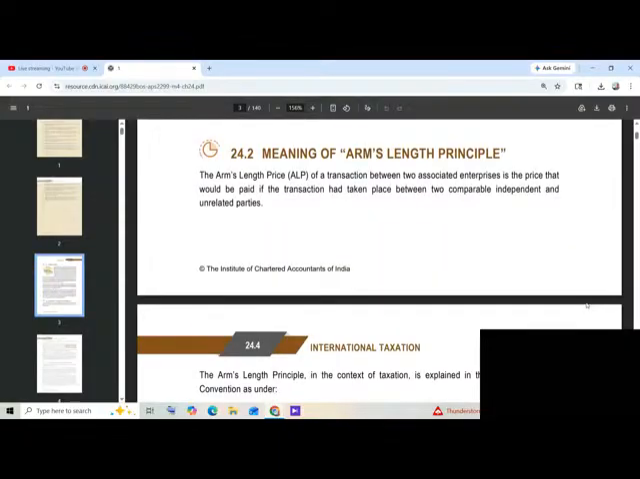Meaning of arm's length principle. The arm's length principle of a transaction between two associated enterprises is the price that would be paid if the transaction had taken place between two comparable, independent, and unrelated parties.